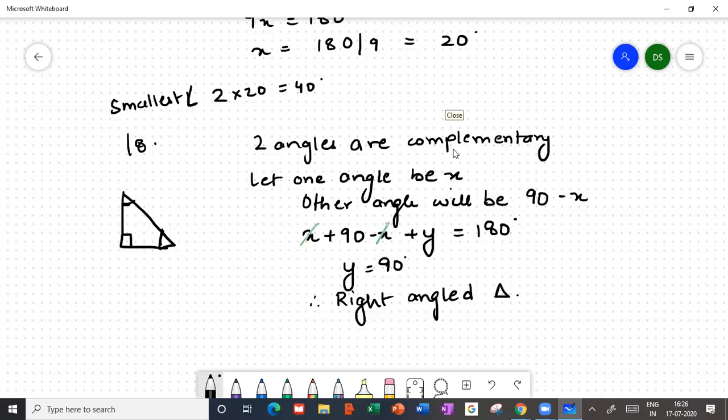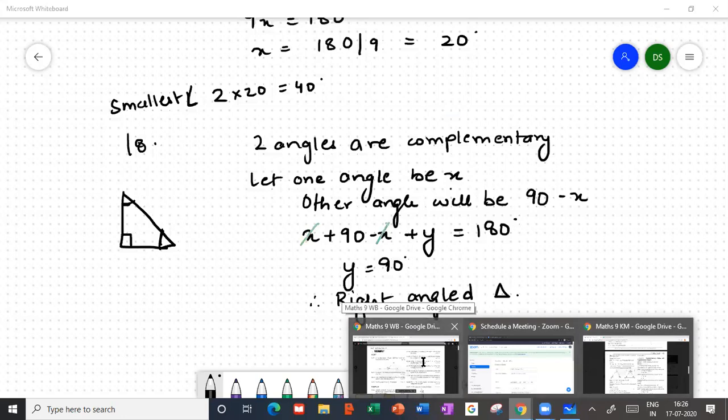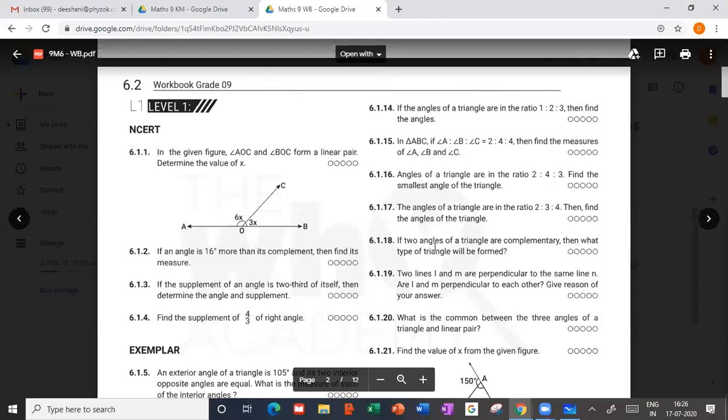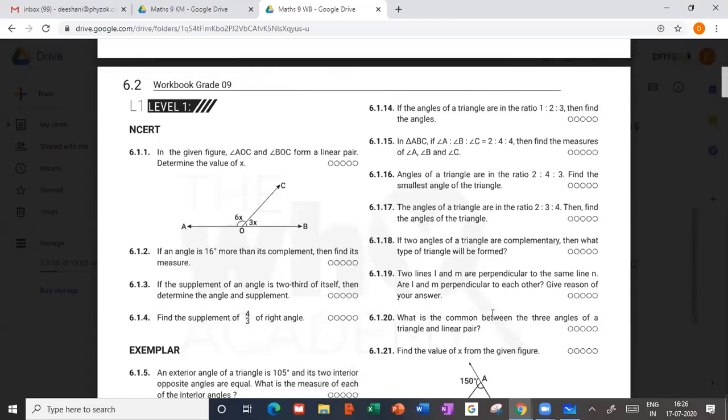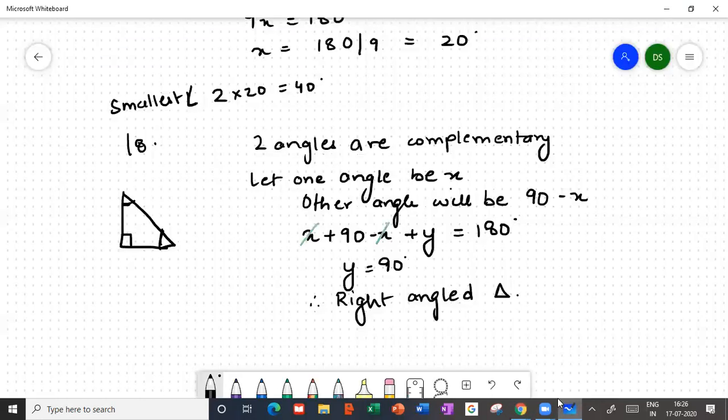Okay, so I was discussing this question, 18th one, which says if two angles of a triangle are complementary, then what type of triangle will be formed? This is what I was explaining. Basically, if two angles are complementary, let one of the angles be x, so the other angle will be its complement, or 90 minus x, correct? I've just used the property here: sum of all angles of a triangle is 180. It's advisable you all write complete statements in the exam. For now I'm writing shortcuts. So one of the angles for sure will be a 90-degree angle, which means it will be a right angle triangle.